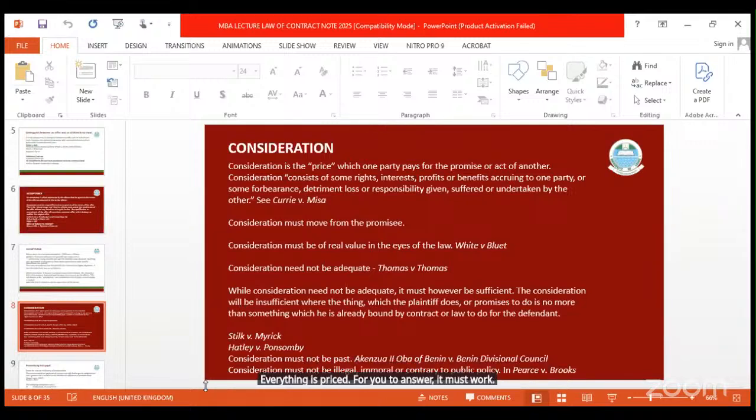If the employers are to benefit from your services, they must pay. So everything. In contract, it creates obligation, but then you must furnish something of value. A price has to be paid. And of course, in the case of Currie versus Misa, the court tried to define what is a consideration. Can someone read it out? Can someone read that from the second sentence?